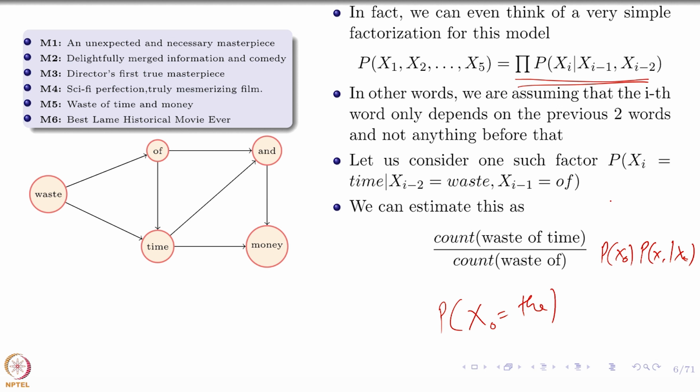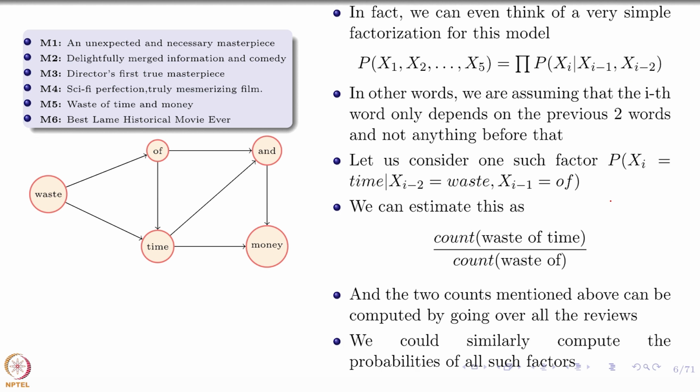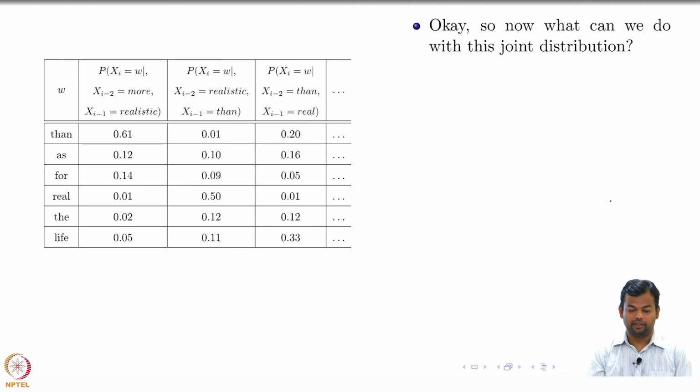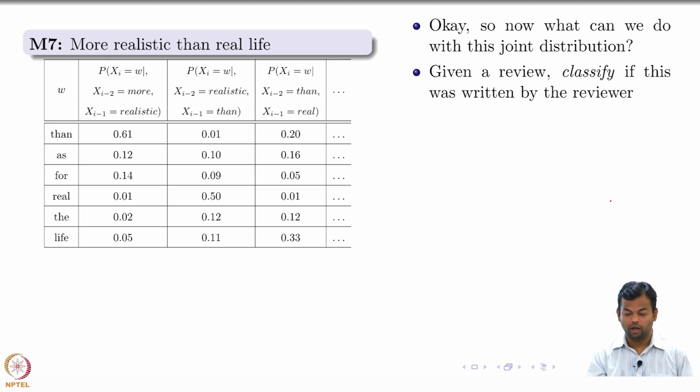It's very easy to do in this simple case. So now we have a way of representing the distribution, and we also have a way of computing this table, where every column is actually one of the factors that we are interested in. Is that fine? Now, given a review, classify if this review was written by this reviewer or not. How will you do that? And this is something that I'm interested in.